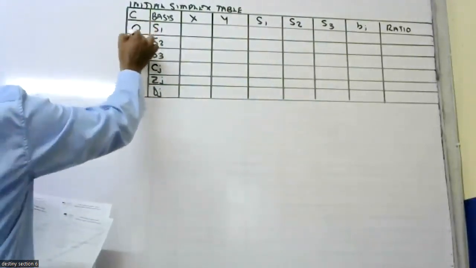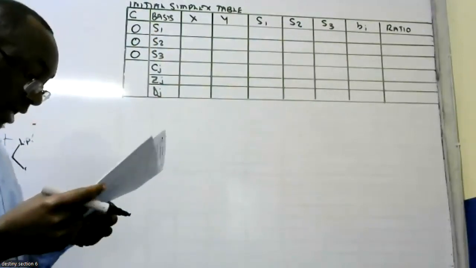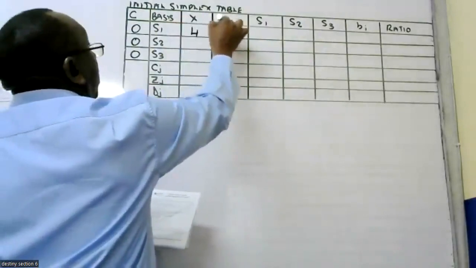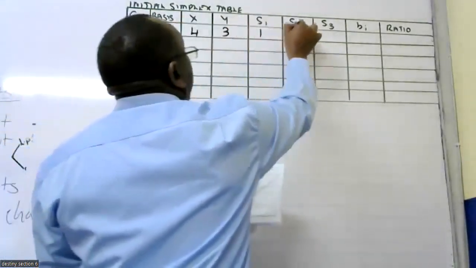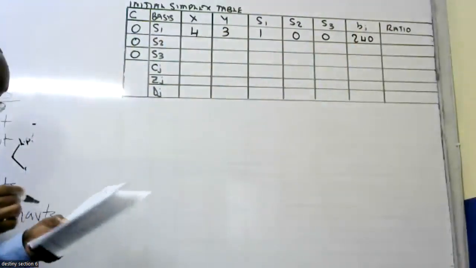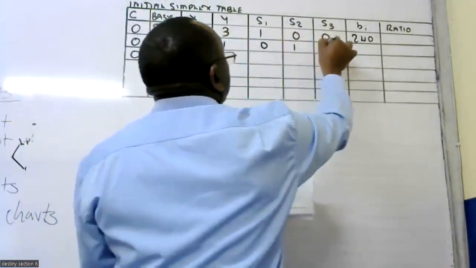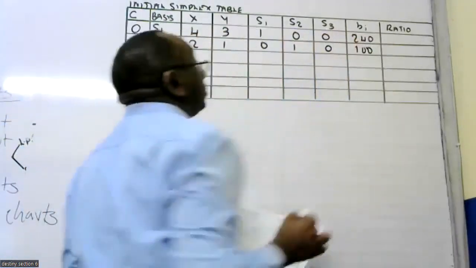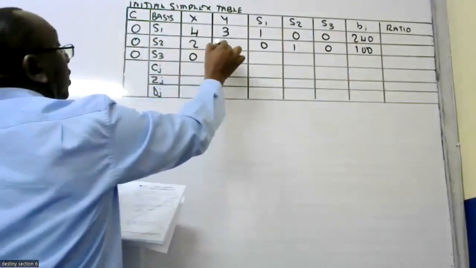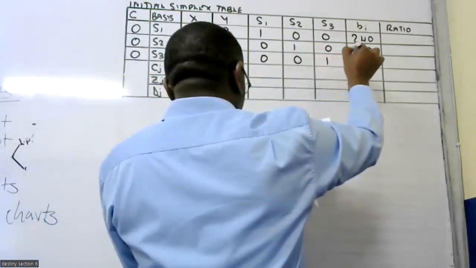Okay, so we record the values. I told you the S's come in with contributions of zeros. So for S1, that first equation, here this is 4, this is 3, there is 1 S1, these others are zeros. Then the total value is 240. Then here we have 2, we have 1, we have 0, 1, 0, and this is 100. And then this one we have 0, this is 1, this is 0, 0, 1, and 50.